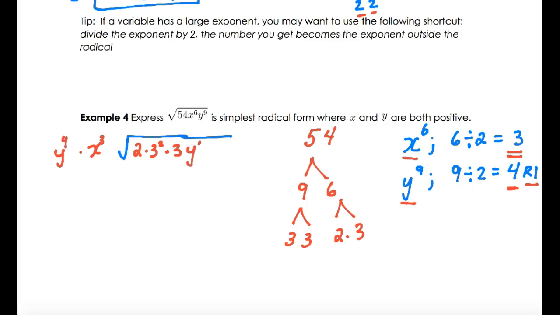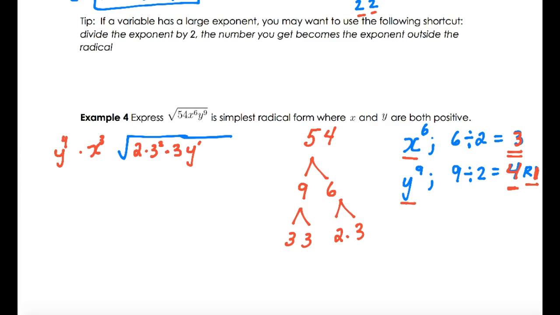And that's what this means. Look up here. Divide the exponent by 2. The number you get becomes the exponent outside. Look, we divided by 2. The number you get is the exponent outside. 3 here and 4 here. If there is a remainder, whatever the remainder is goes underneath with the variable.